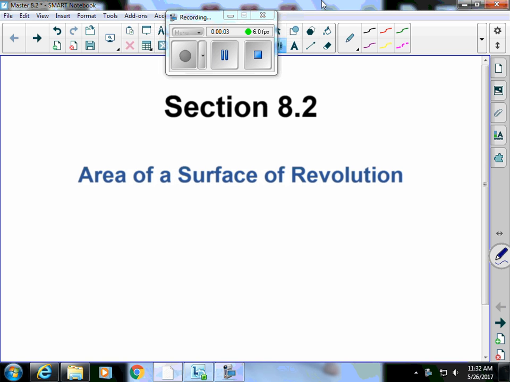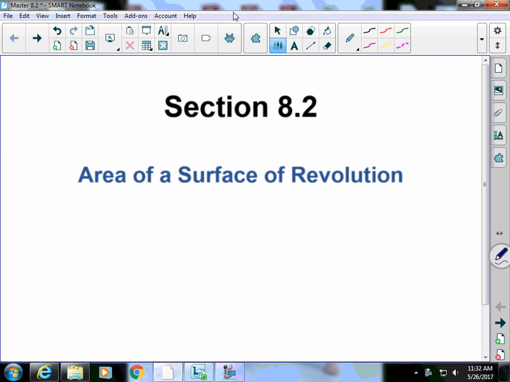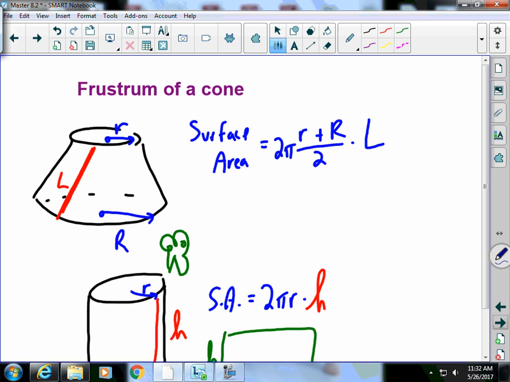Welcome back. Today's lesson is section 8.2, the area of a surface of a revolution. What we're going to do is, we learned in the last section about the arc length. We're going to take this arc length and rotate it around, creating a surface. So let's look at this sample first.